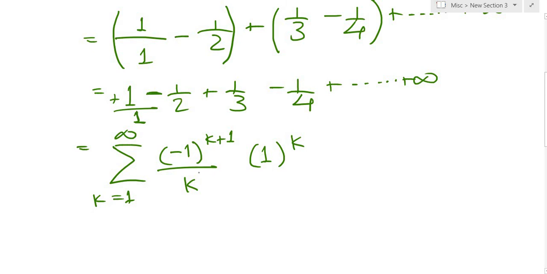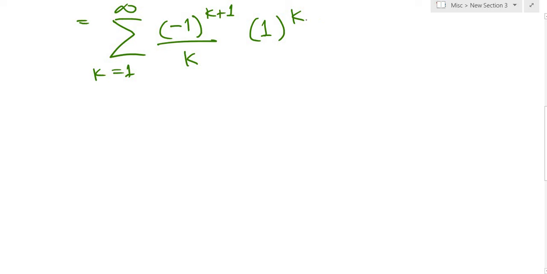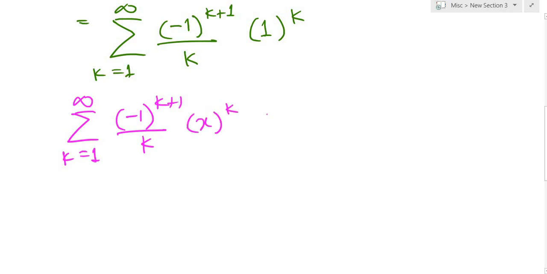But what does this remind us of? Let's take a step back. What does this remind us of? Let me write another expression over here: negative 1 to the k plus 1 over k. Instead of this 1, let me just write an x. It does us no harm, because I'm just defining another expression.